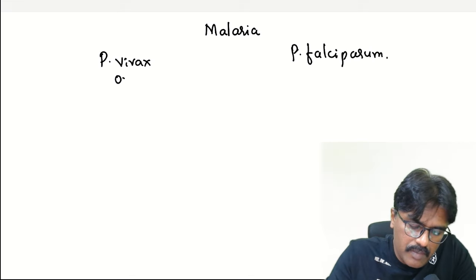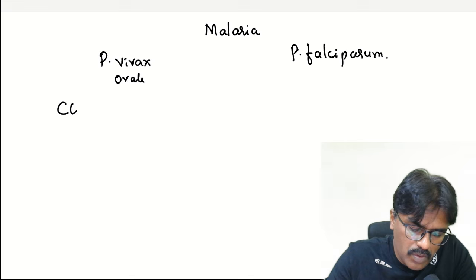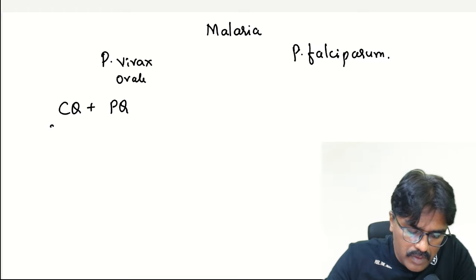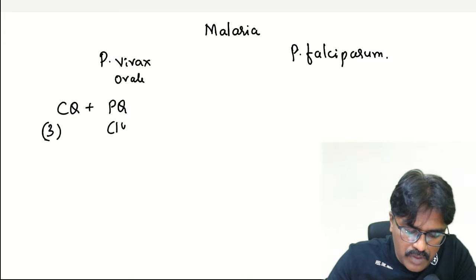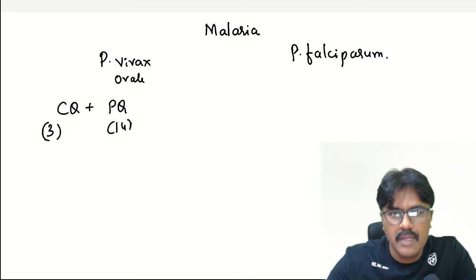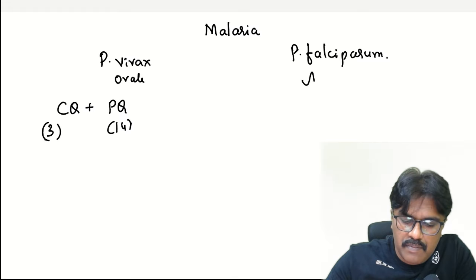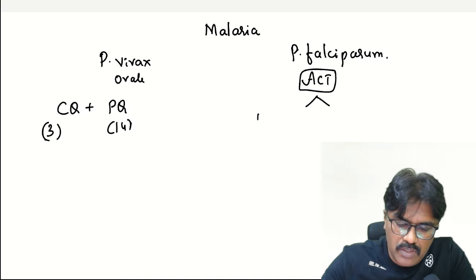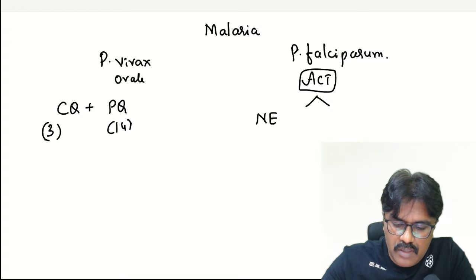Vivax and ovale, same treatment. So we use chloroquine plus primaquine. But chloroquine is for 3 days and primaquine is for 14 days for radical cure. For Plasmodium falciparum, we use ACT regimen, that is called artemisinin combination therapy. So it depends on which part of the country you're treating, northeast or rest of India.